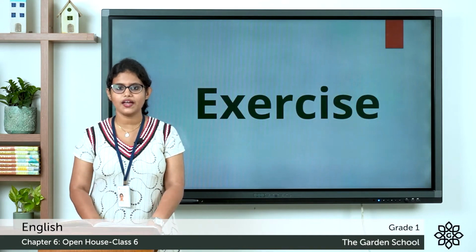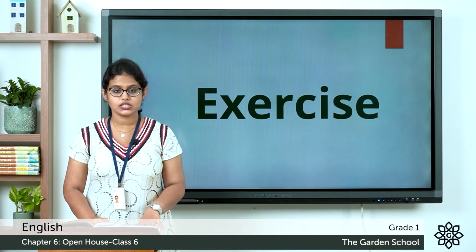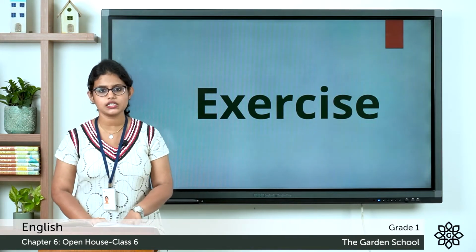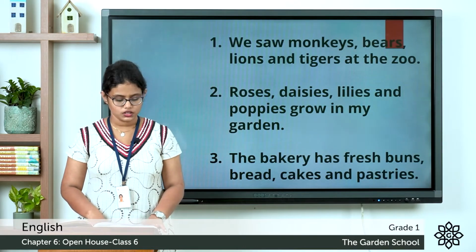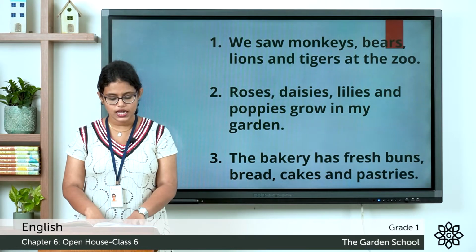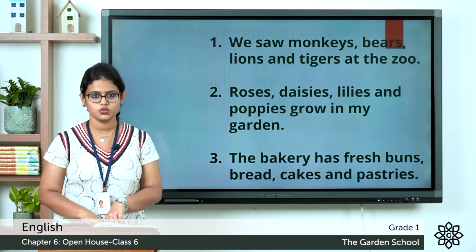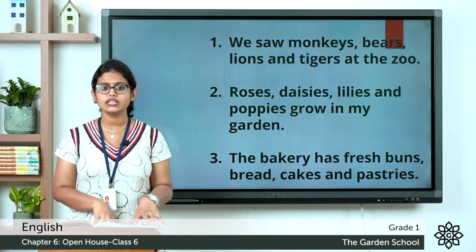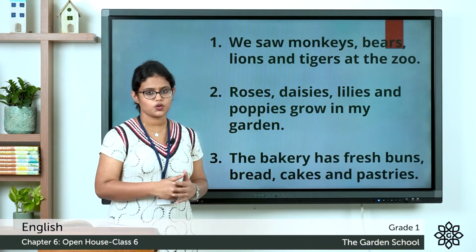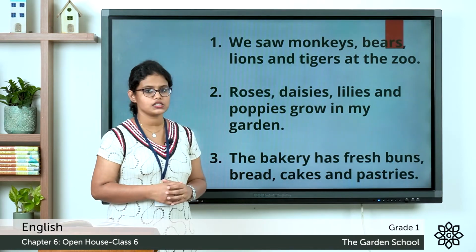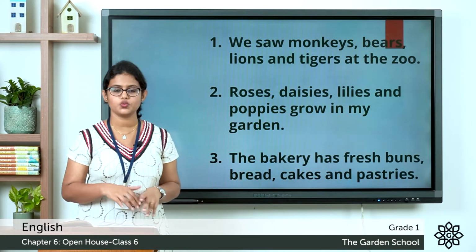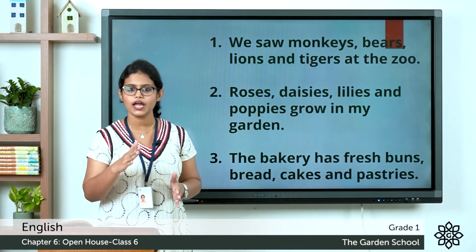So based on this we have an exercise. Put commas in the correct places in these sentences. First one: we saw monkeys, bears, lions and tigers at the zoo. You need to put a comma in the correct place. We see monkeys, comma, bears, comma, lions and tigers at the zoo. So we do not put a comma before "and".